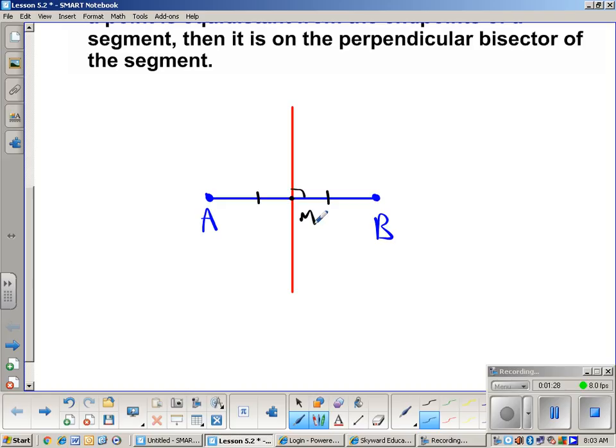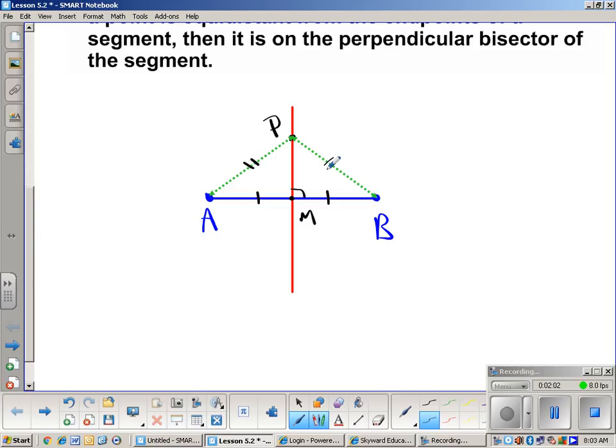Then what it's saying is any other point you pick, if I pick this point here and call it P, the distance from P to A, so this distance right here, is going to equal the distance from P to B. What kind of a triangle will that be then? I meant the two green lines and the blue line. Isosceles, right?